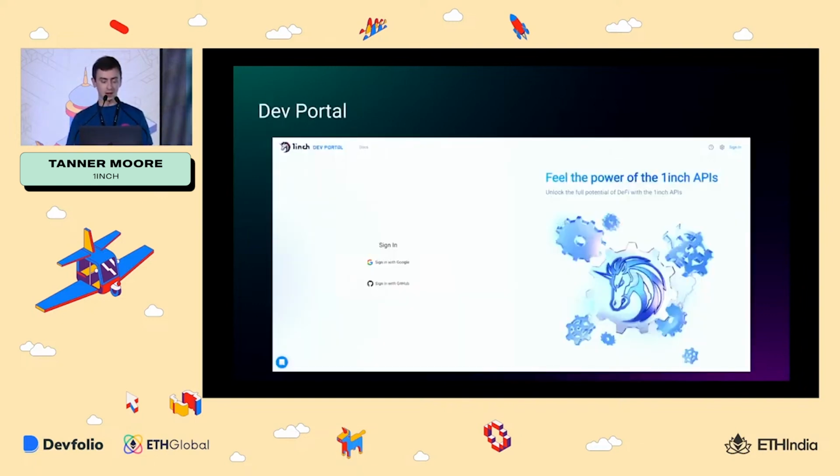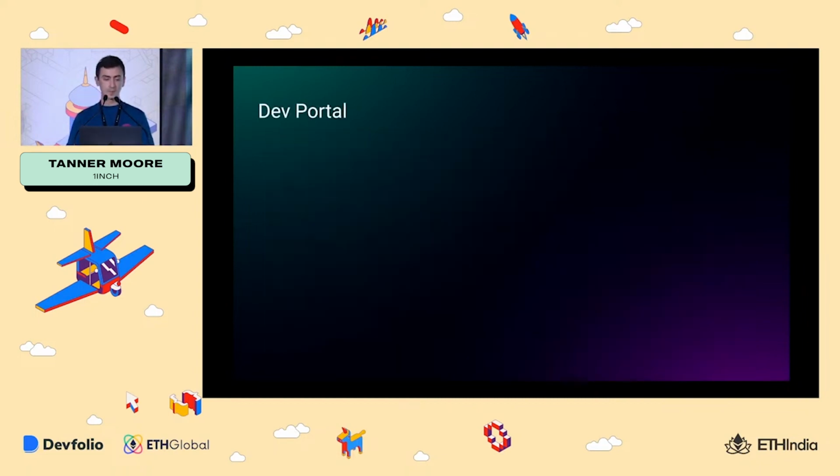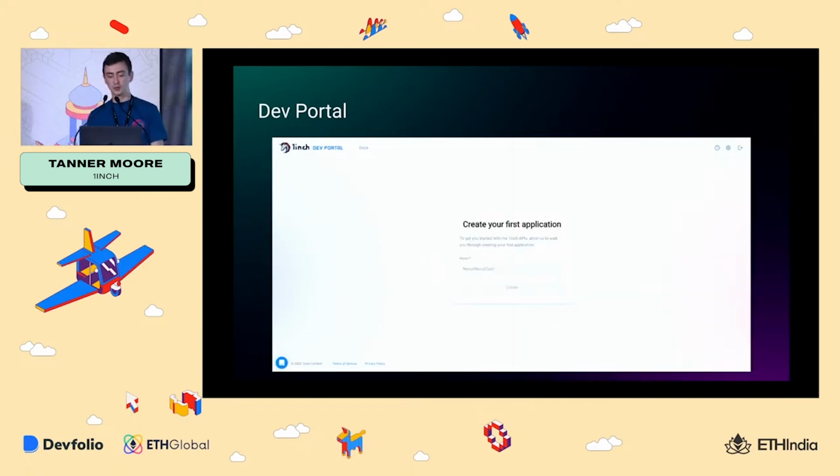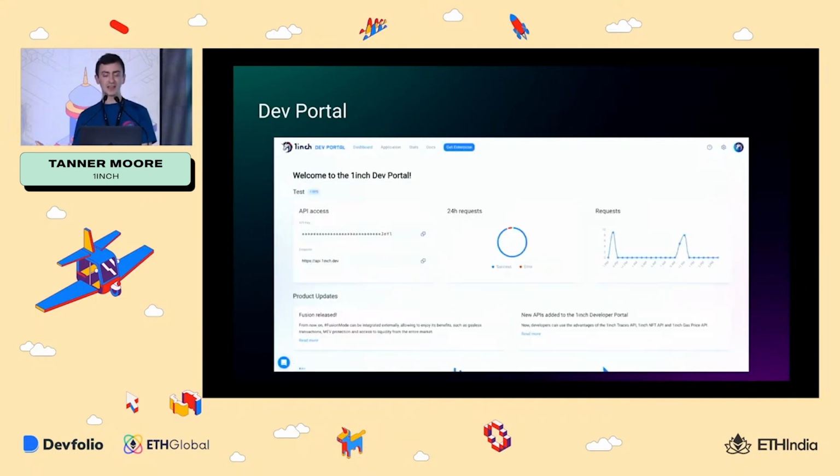If you go to the Dev Portal website, you're going to see a home page. You log in with Google or GitHub. From there, you choose what application name you want to give your project. It can be anything, really. It's just like an alias. In this case, I used test. Then you'll hit your dashboard, which will have your API access key. It'll have your requests, as well as the rate of the requests that are going through.